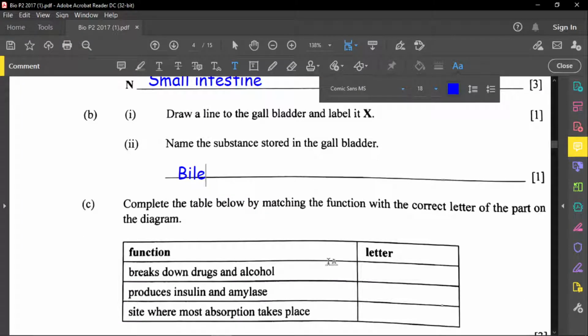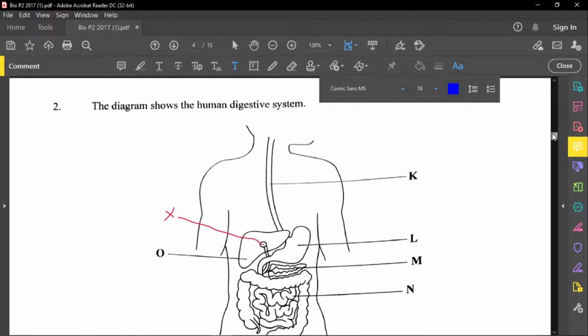Now this part of the question is to complete the table below by matching the function with the correct letter of the part on the diagram. The part that breaks down drugs and alcohol is the liver, and the liver is O. So you could put O right here. Produces insulin and amylase, and insulin is a hormone. Amylase is an enzyme. In fact, you have other enzymes produced by this structure, and this structure is called the pancreas. So this structure is M, and you could always go back to your diagram and look at this carefully, but by memory, we know the pancreas is M.